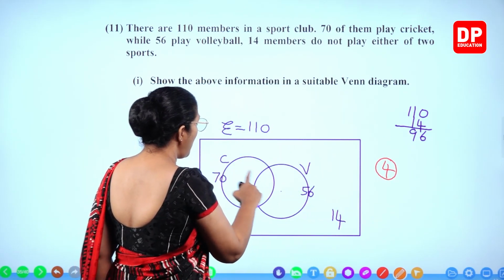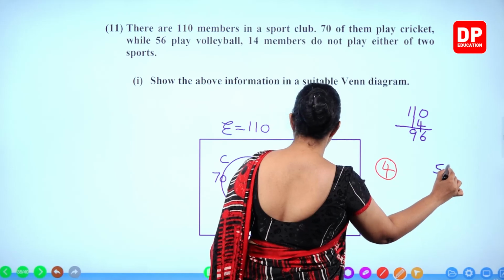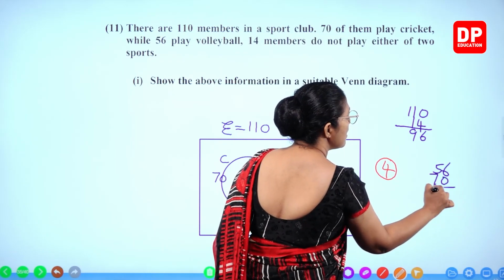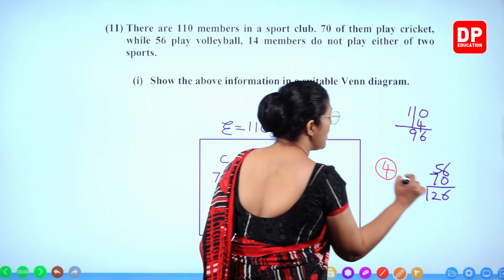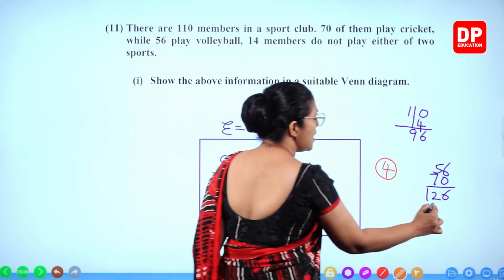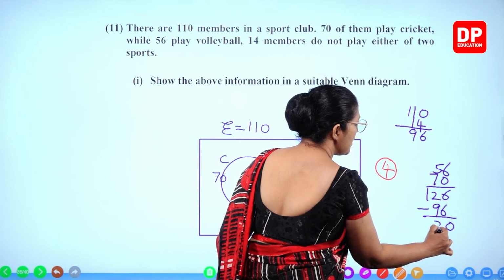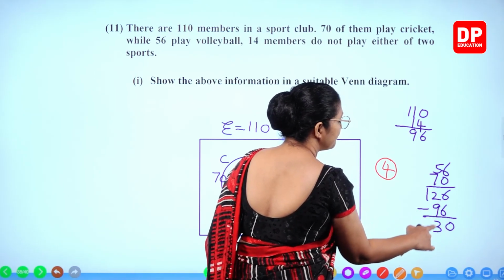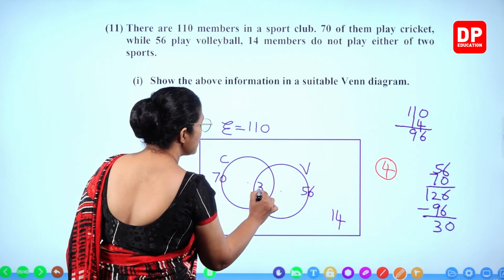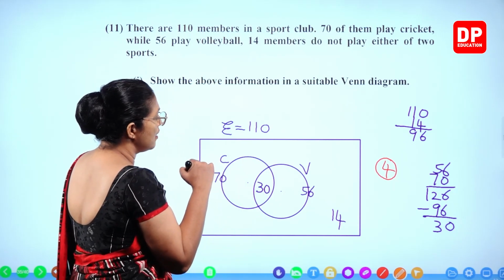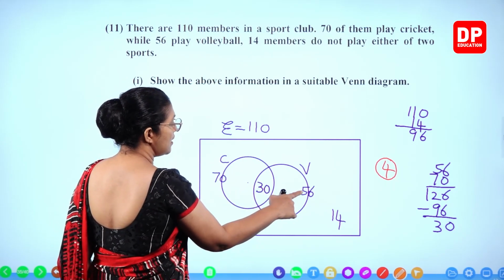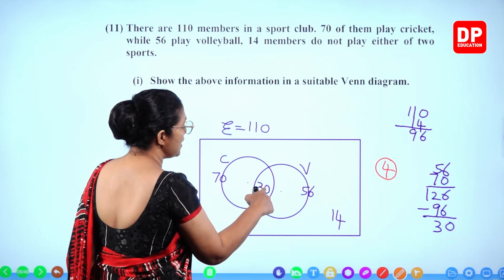96. But when you add 56 and 70, you get 126. So what is the difference? The difference between these two becomes the intersection. So 30 is the intersection. Then if this is 30, what is this number? 56 minus 30.